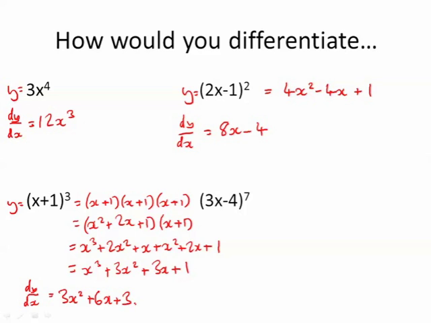To be honest, my mathematician brain is telling me this isn't very elegant. There must be a neater way of doing this. And that's what we're going to be learning today, because there's no way I want to take 3x minus 4 to the 7 and expand that. I'm going to be looking for a quicker way of doing this.